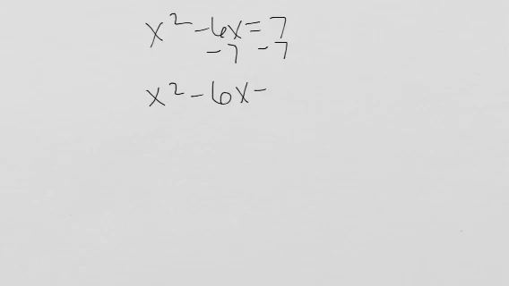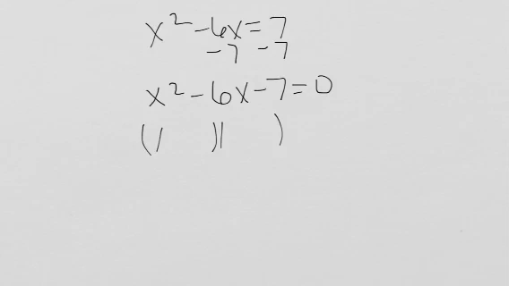This problem is asking us to solve the equation x squared minus 6x equals 7 by factoring. In order to factor a problem, we need to set it equal to 0. So I need to move this 7 over to the other side of the equation by subtracting, because it is the inverse of addition. I get x squared minus 6x minus 7 equals 0. And now I can factor.